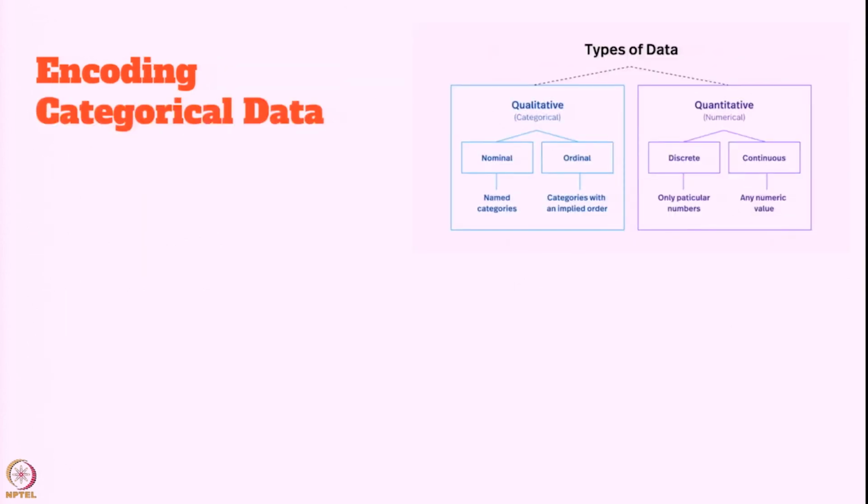Now we will go ahead and understand what is categorical data. There are two types of data, quantitative data and qualitative data. Quantitative data are numerical and qualitative data are generally strings or some categories. Qualitative data, which is categorical data, can be divided into nominal and ordinal. What do you mean by nominal and what do you mean by ordinal? Nominal are just categories and they do not have an order. Ordinal are categories but they have an implied order in them. In quantitative data, we have numerical data. It can be either discrete or continuous. Discrete, some numbers. Continuous is any numerical value.